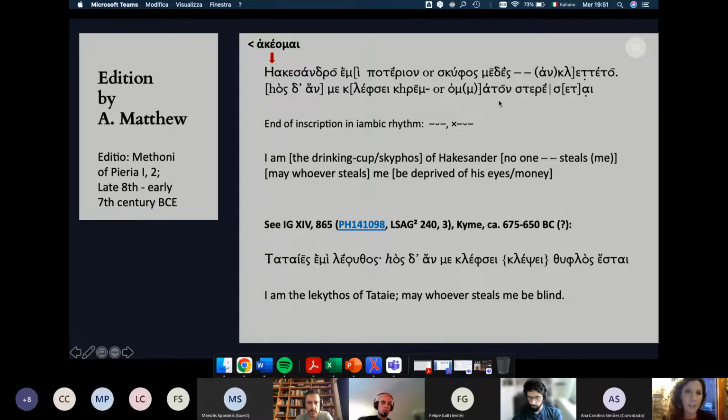So the writer just used this structure but changed it. So in the Nestor Cup we have the same structure but with a joke inside.